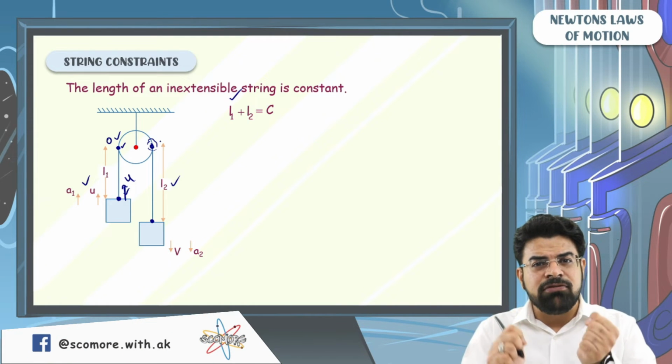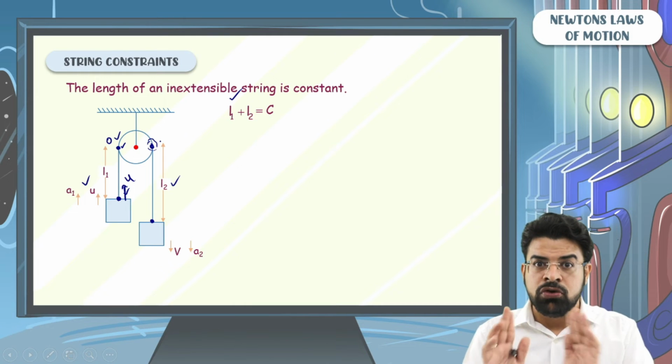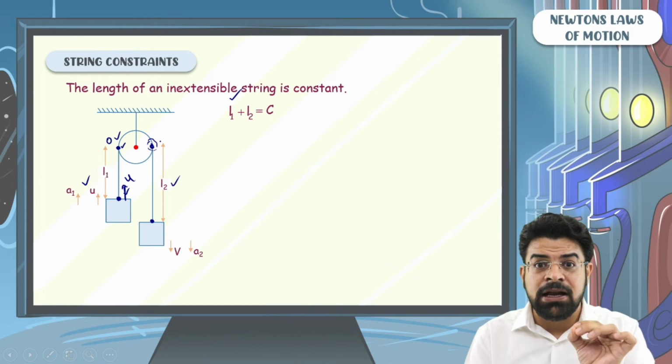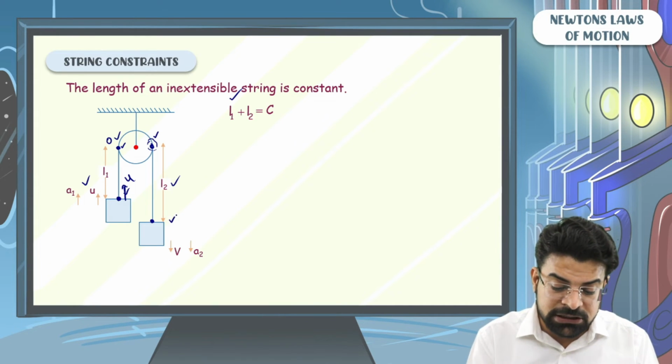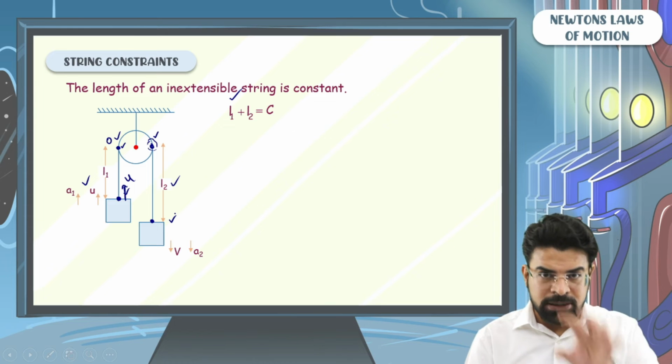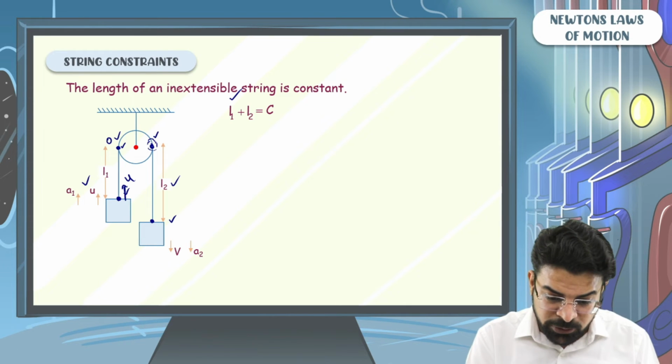But sir, the string will move now. Do not look at string. Where have you defined the length L2 to be from to from? Where it touches the pulley to where it touches the block, right? Is the pulley moving? No. So is this point moving? No. This point on the block is coming down with a speed v.